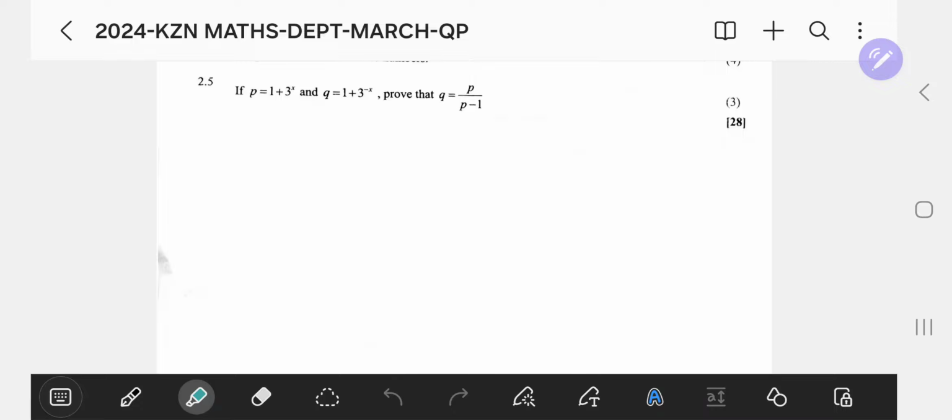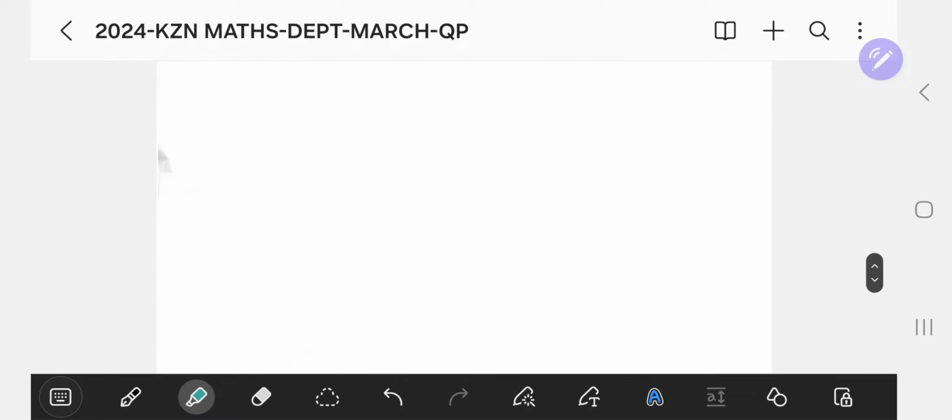Now we have 2.5, and it says if p is equal to 1 plus 3 to the power x, and q is equal to 1 plus 3 to the power negative x, prove that q is equal to p over p minus 1. Now we notice that we already know what p is equal to, and we have it in both parts of this fraction. So we can substitute, and at the end of it, what we end up with as q should be 1 plus 3 to the minus x.